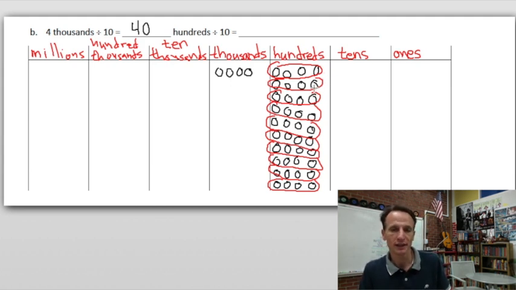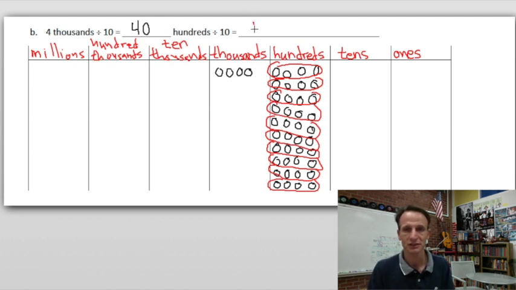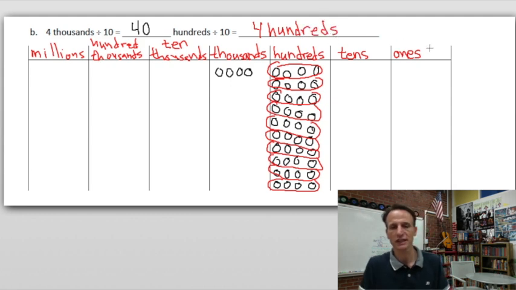Okay, well, now that I've divided by 10, how many are in each group? There are 4, right? So 4 what? Hundreds, right? So 4 thousands divided by 10 is 4 hundreds. That makes sense, doesn't it? Okay, so 4 hundreds. So this kind of question can be a little confusing, I grant you, but you see it does make sense. And so basically, here's just a shortcut way of thinking about it.